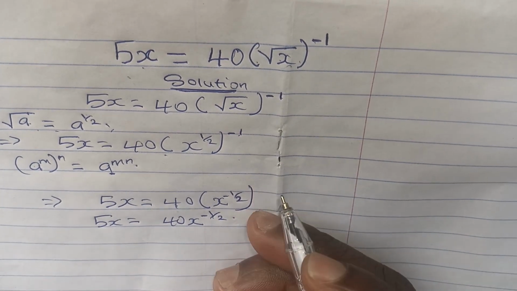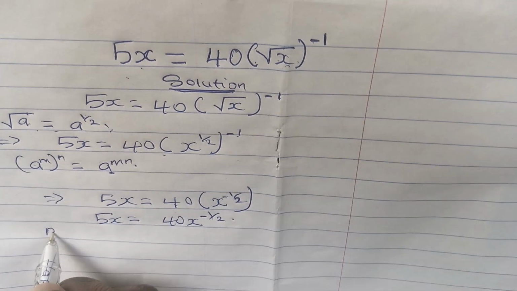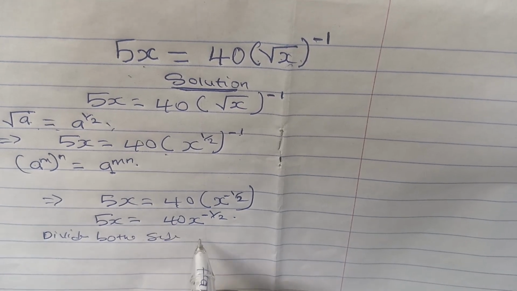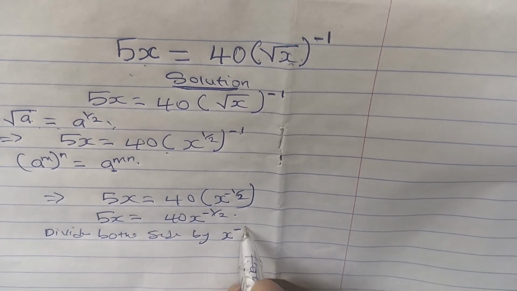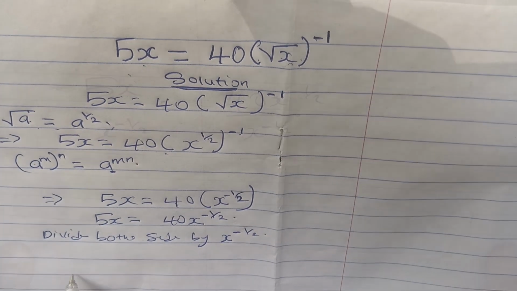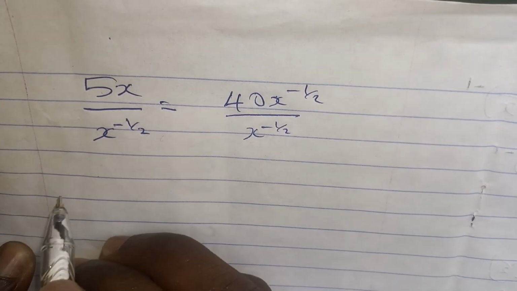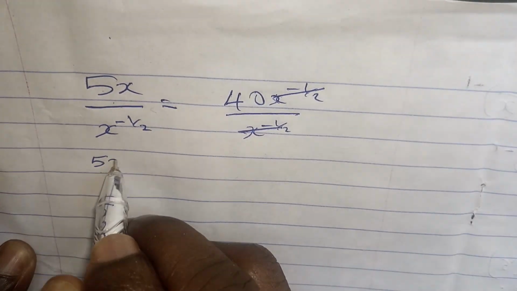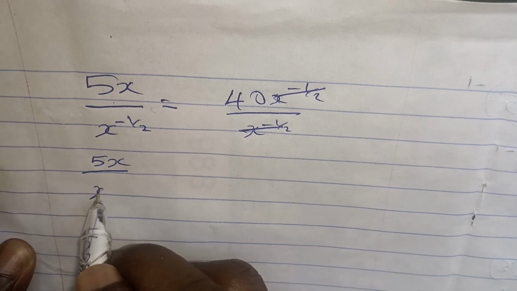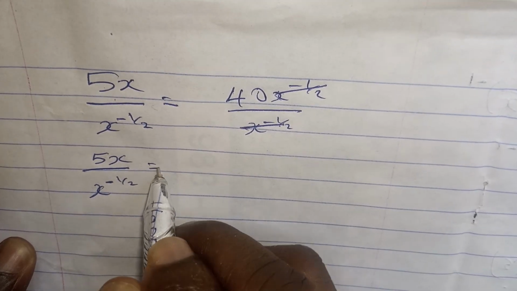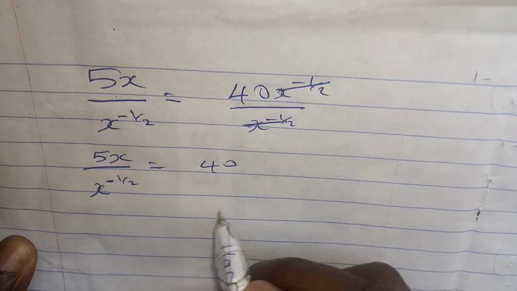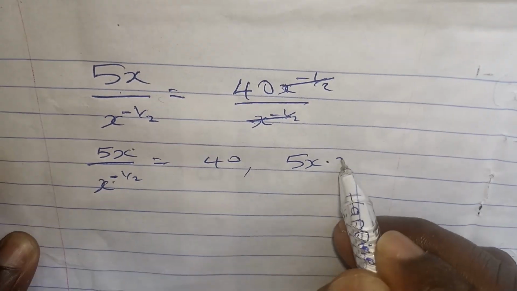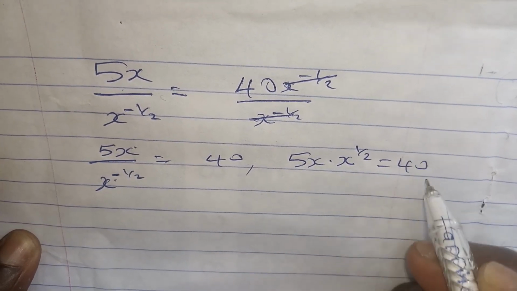So we divide both sides by x to the power of -1 over 2. If we do that, we are left with 5x over x to the power of -1 over 2 is equal to 40. If we bring this to the numerator, we have 5x times x to the power of 1 over 2 is equal to 40.